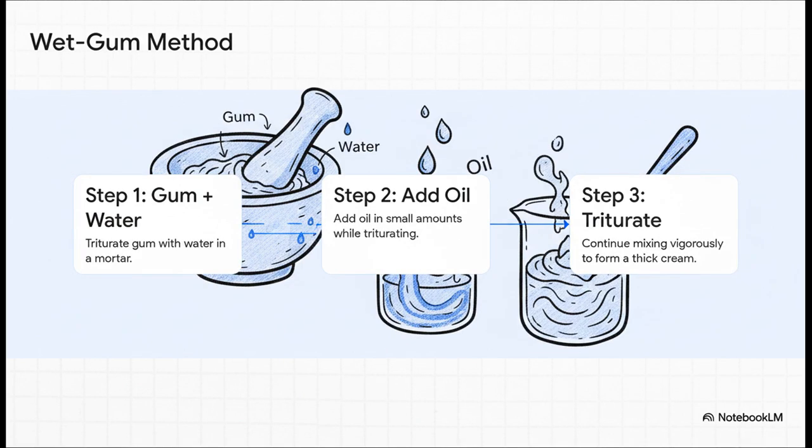Now, the other main way to do this is the wet gum method. And yeah, you probably guessed it. This time, you start by mixing the gum with the water first. This creates something called a mucilage, which is basically a thick, sticky paste. Then you add the oil super slowly, bit by bit, while stirring the whole time until that final emulsion forms.